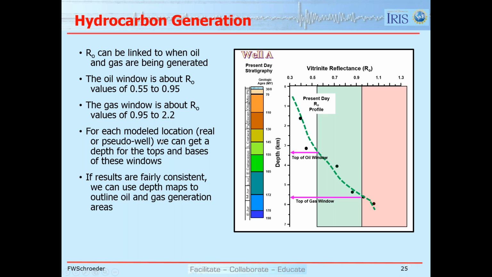So we can model several locations, either using actual wells, or with seismic, we can make pseudo wells. We can look at the temperature and vitrinite reflectance as a function of depth and how well that is calibrated to our model. And we may be able to come out with depths for the top of the oil window, the top of the gas window, and the base of the gas window. So if we do this at a number of locations and the depths are fairly consistent, then we can use depth maps for our source intervals as a way to tell us where we have oil generation occurring and where we have gas generation occurring.